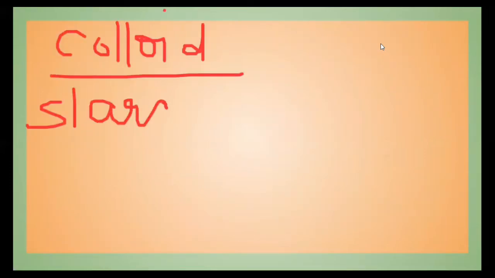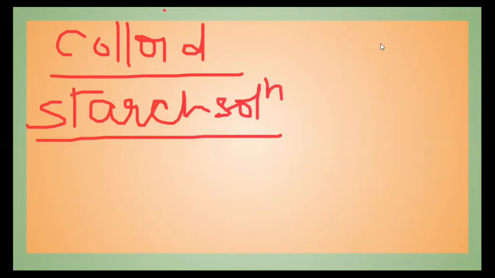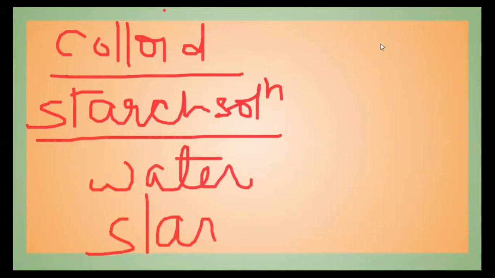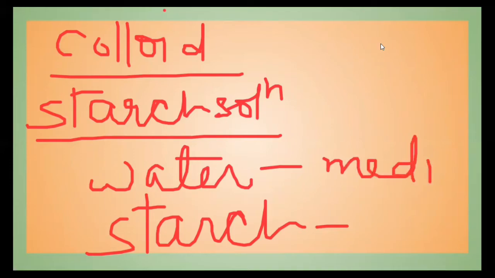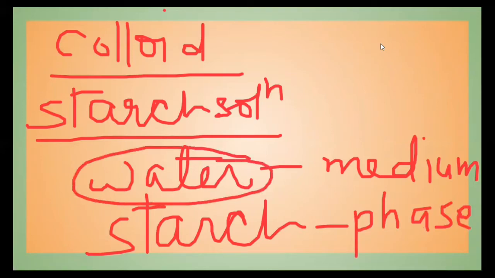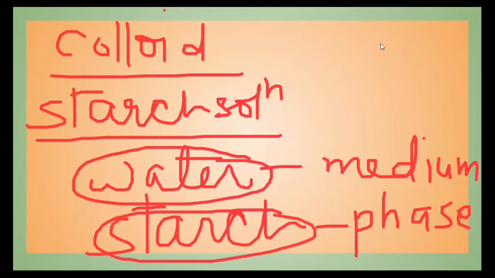If we consider an example of a colloid, one of the examples is starch solution. Now starch solution consists of water and starch. So water is the dispersion medium, while starch is the dispersed phase. Water can be considered as a solvent. Starch can be considered as a solute if we compare it with a solution.